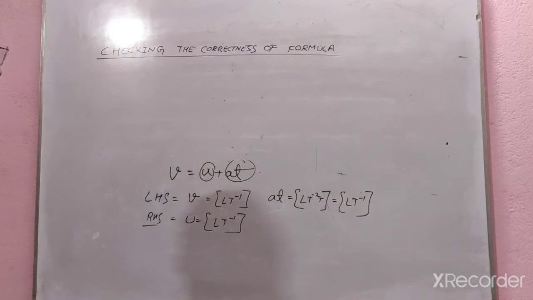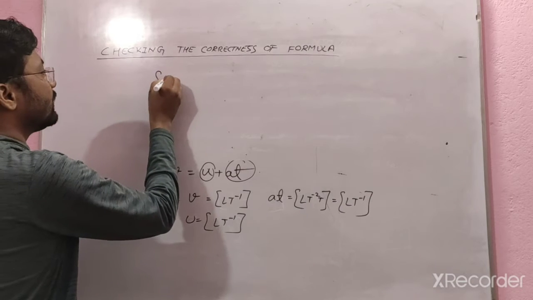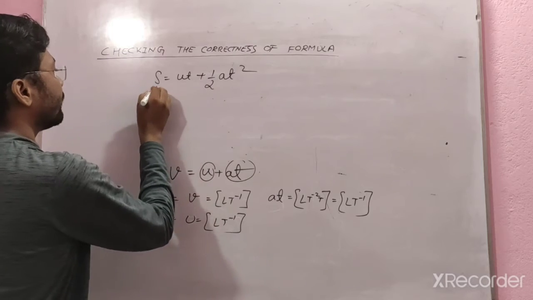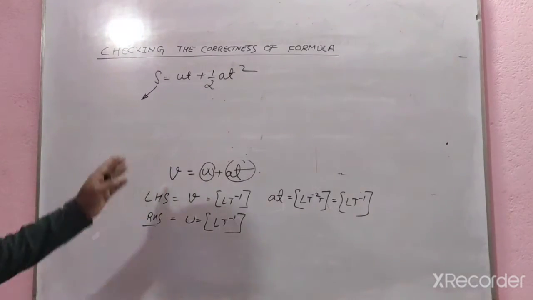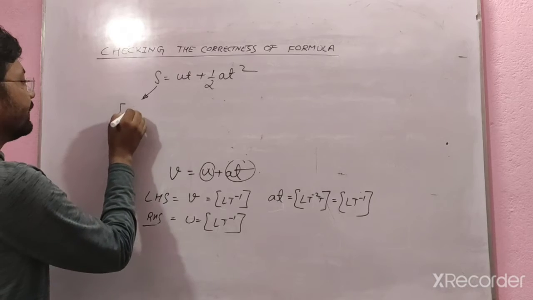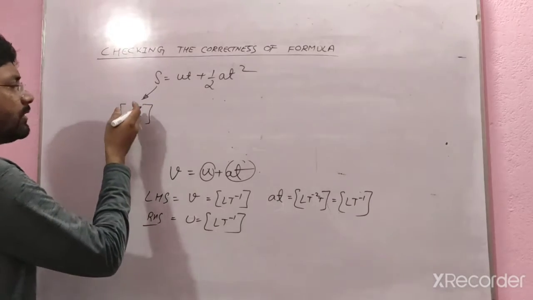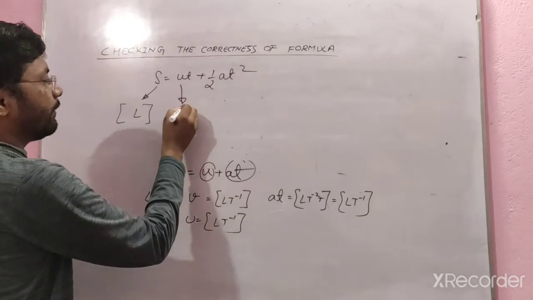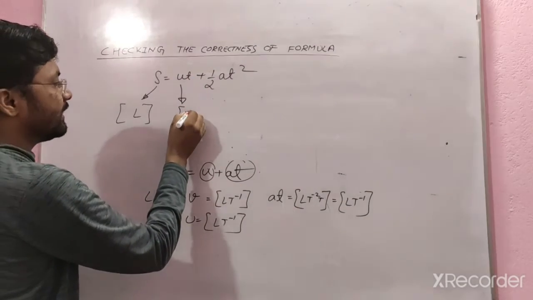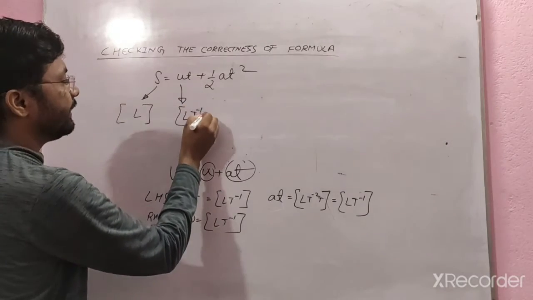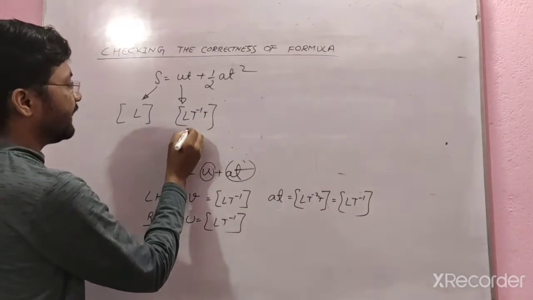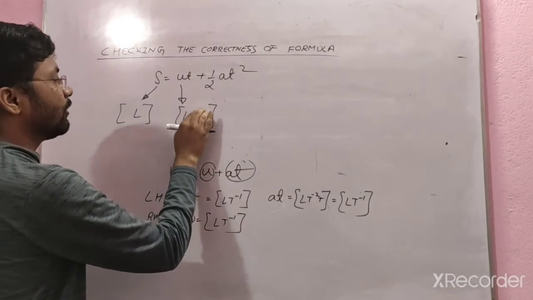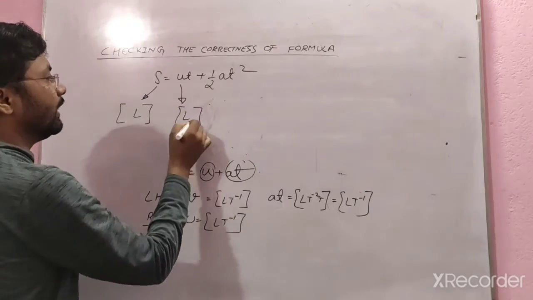Now students, take another example. S equals U T plus half A T square. First, let us check the dimension of S. S is displacement, so its dimension is L. We may write M0 T0 or not, there is no issue. Now the dimension of U T. U is a speed, so its dimension is L T minus 1, and T. So this can be written as T minus 1, T plus 1, T to the power 0. So there is no dimension of T, so it is only L.